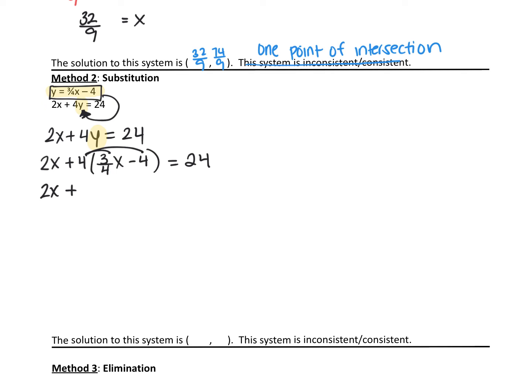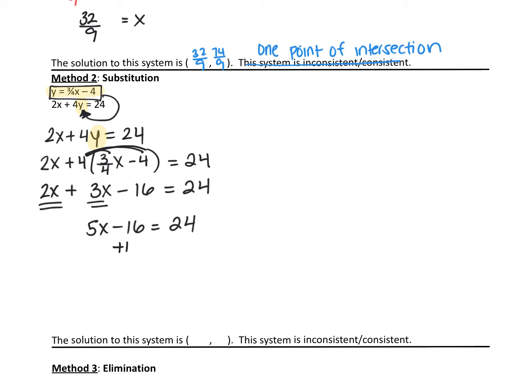Pause the video, see what you get. You should be getting 3, so 3x. And then 4 times -4 is -16, which equals 24. If you combine like terms on the left side, you get 5x minus 16 equals 24.